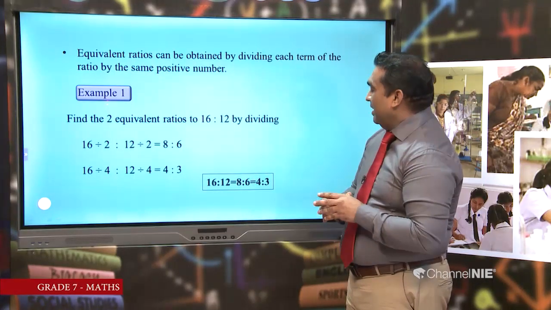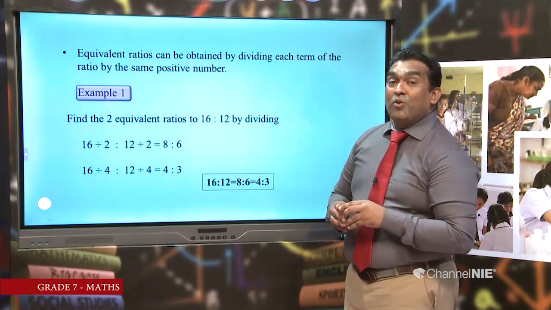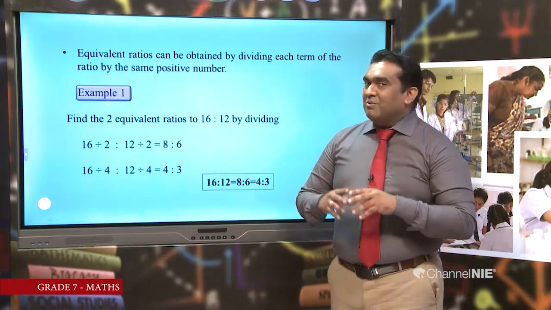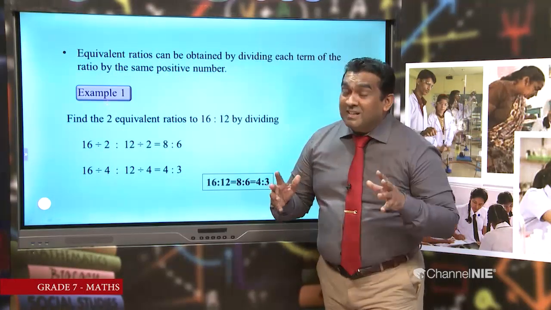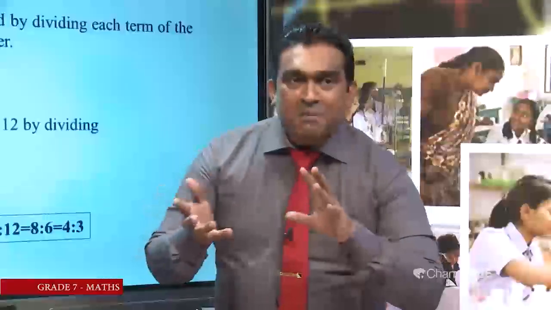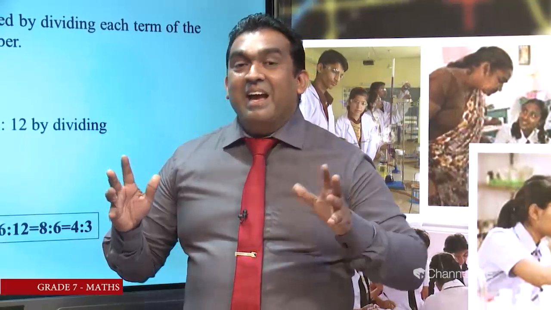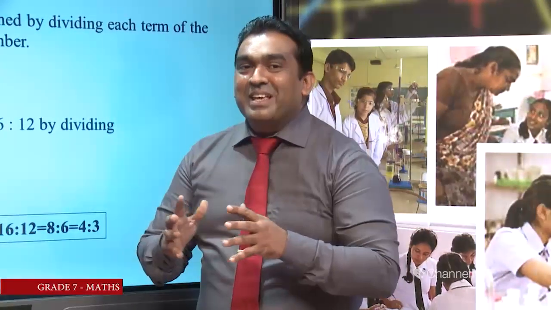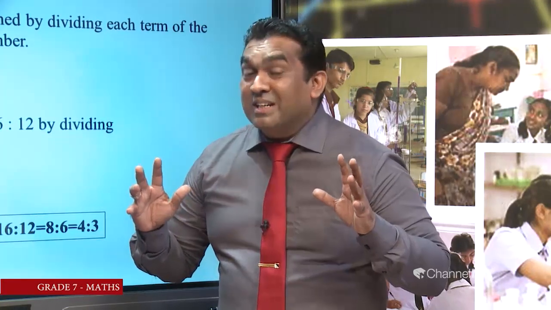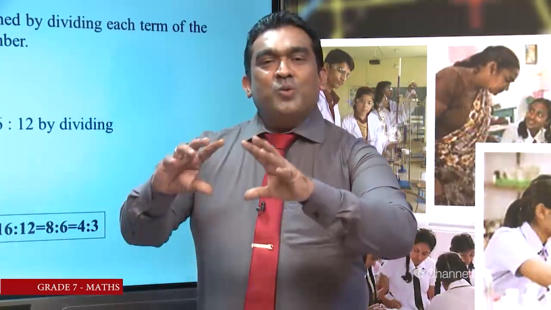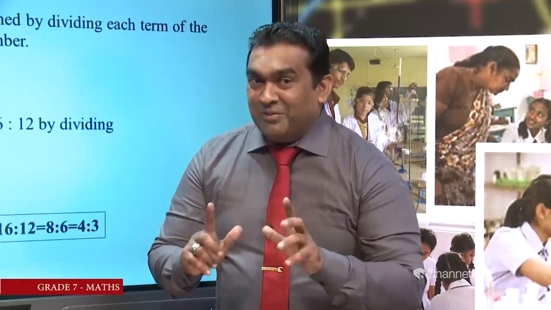16 to 12 equals 8 to 6 equals 4 to 3. Now you have knowledge about equivalent ratios. Multiply using the same positive number and divide using the same positive number. Multiplication and division using very, very small numbers. Right, we'll see.